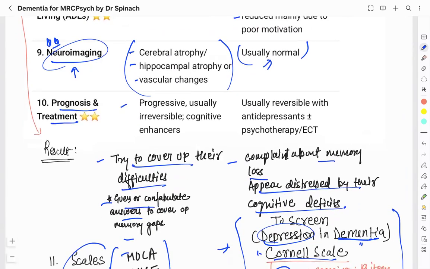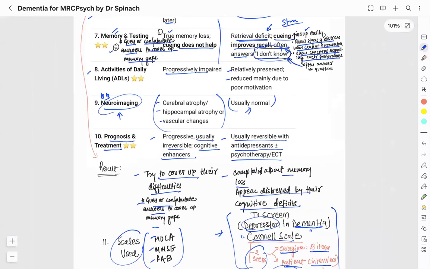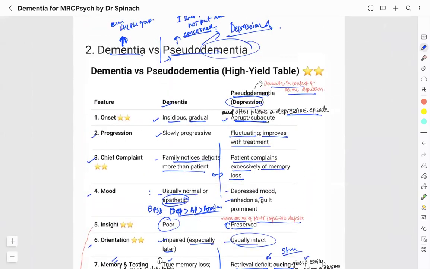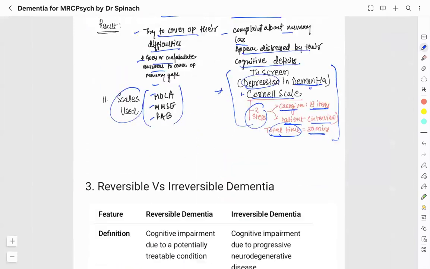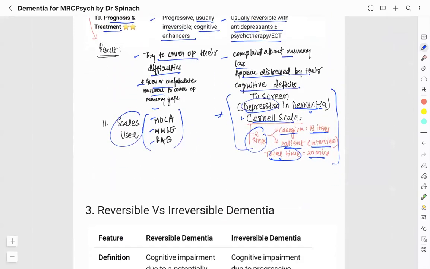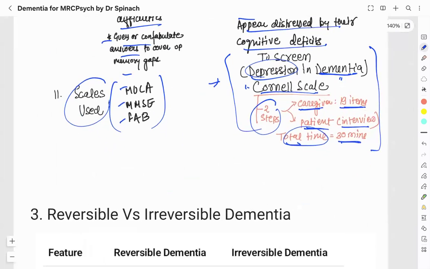Prognosis and treatment: progressive, cognitive enhancers can be used; usually reversible with antidepressants plus or minus psychotherapy or ECT, depending upon the situation. So this is the difference between dementia and pseudodementia. Let's move forward with irreversible and reversible dementia.